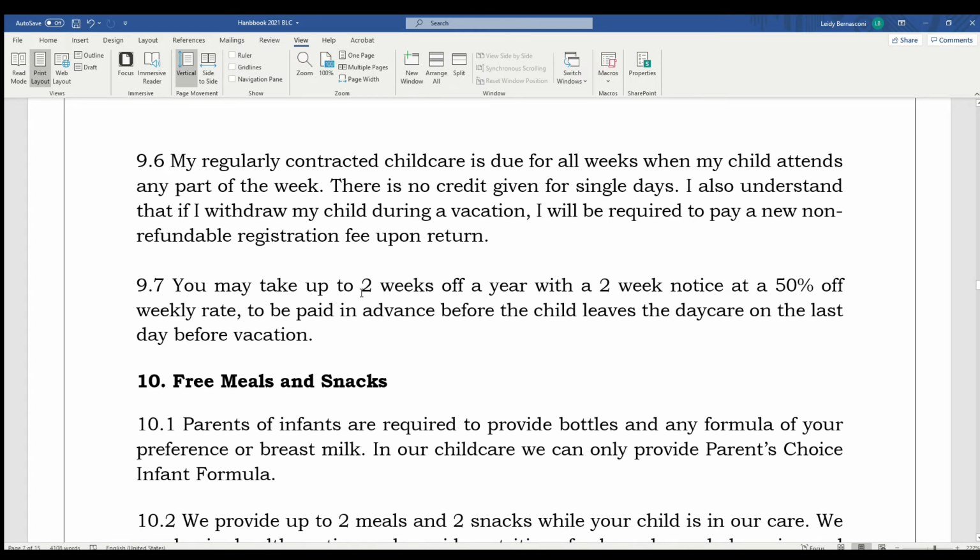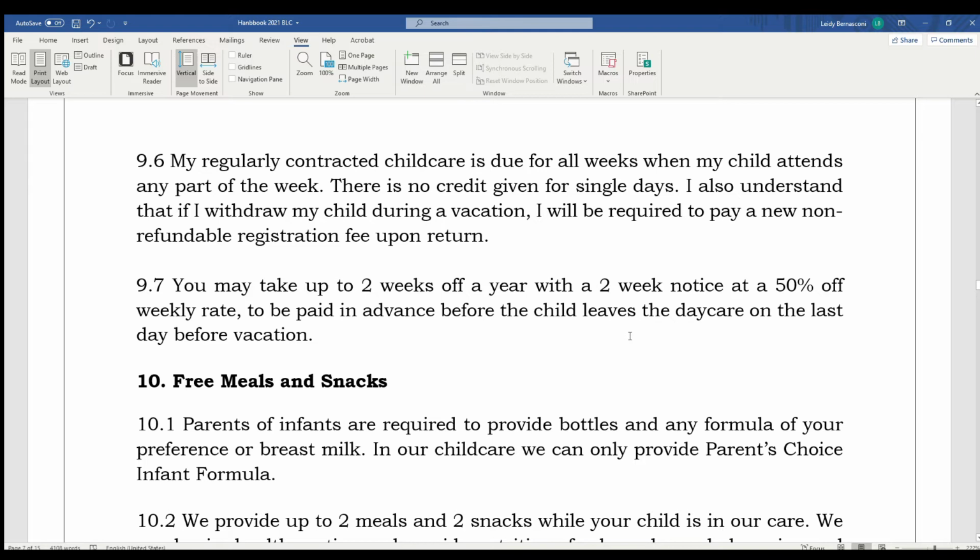I also give, and I want to be flexible, I give my families 2 weeks off per year where they are going to be paying me only 50% of my weekly rate. So for example, if they pay me $200 per toddler, they're going to be paying me for the week that they choose only $100 for me to reserve their spot.